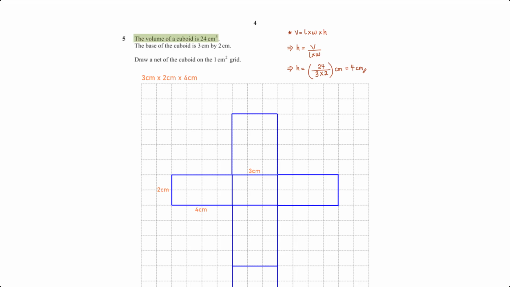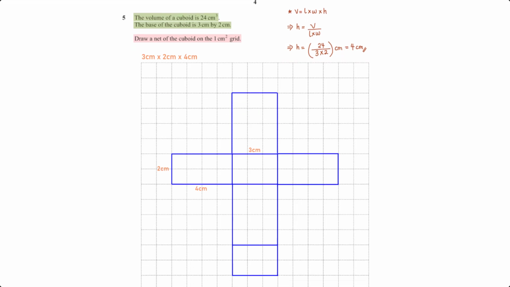The volume of a cuboid is 24 centimeters cubed. The base of the cuboid is 3 centimeters by 2 centimeters. Draw a net of the cuboid on the 1 centimeter squared grid. First, let's find the height of the cuboid. Here is the formula for the volume of a cuboid. When we make h the subject, this is what we get. When we plug in the values of V, L, and W into the equation, this is what we have, which is equal to 4 centimeters.